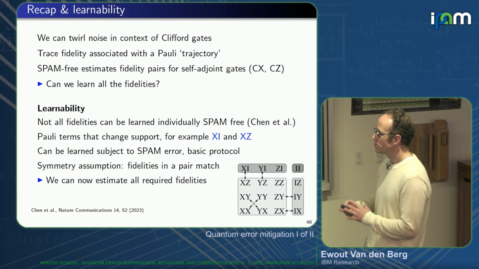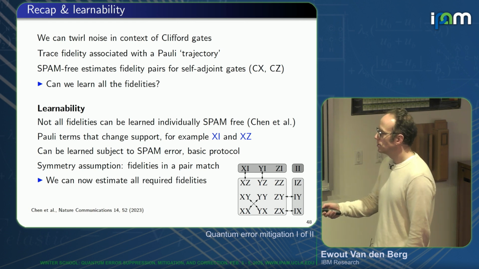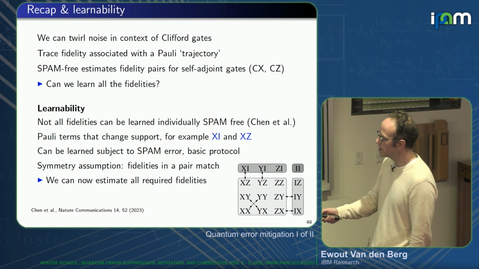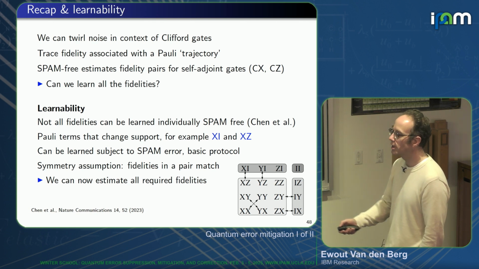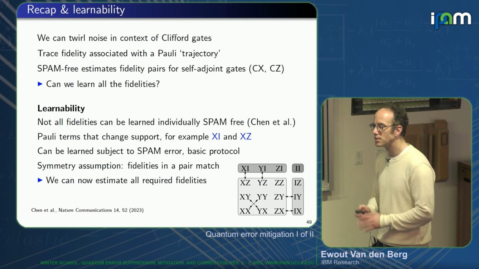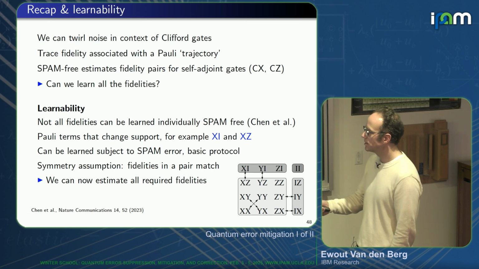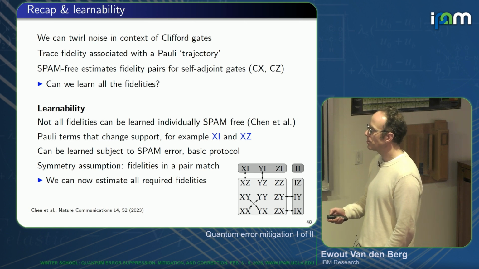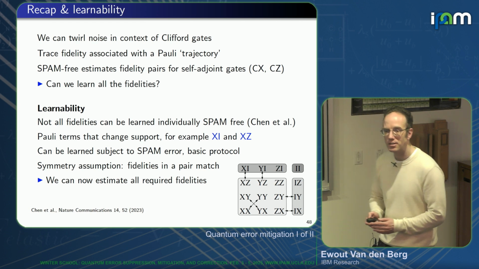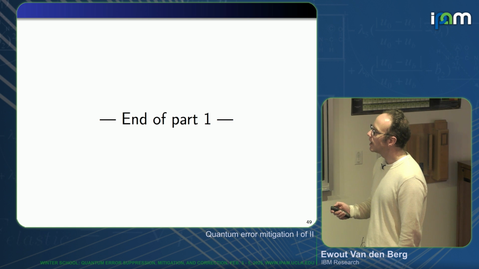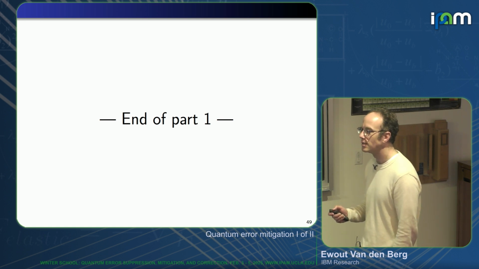So just to be practical, because we cannot learn all of the individual fidelities, what we just say is, well, the fidelities of XI and XZ for this gate, the pair of the fidelities, they will have the same fidelity. That's just an assumption, because otherwise you get stuck. And this happens to be not a crazy assumption actually. So this way you can just measure everything. So I think that was the end of the first part.